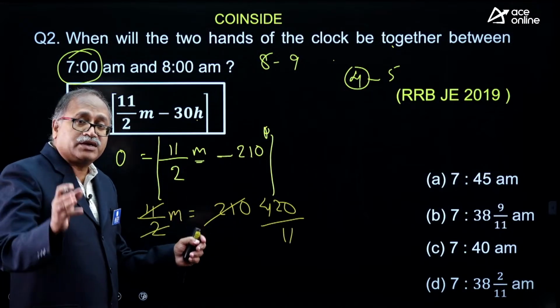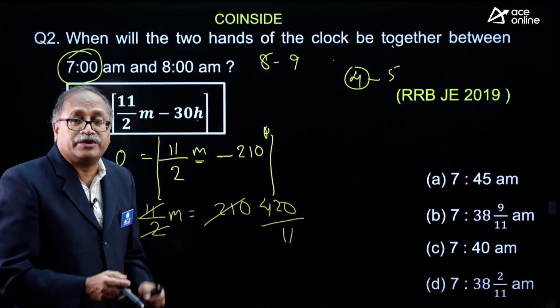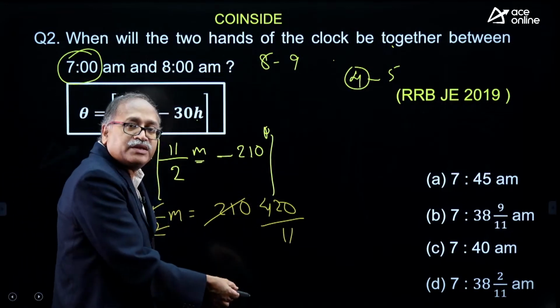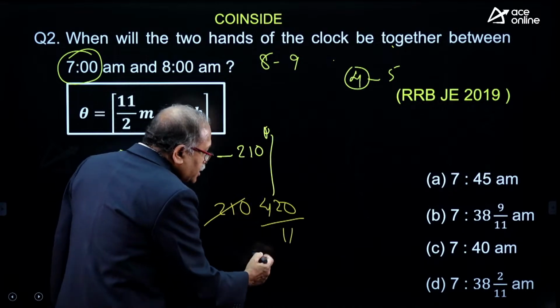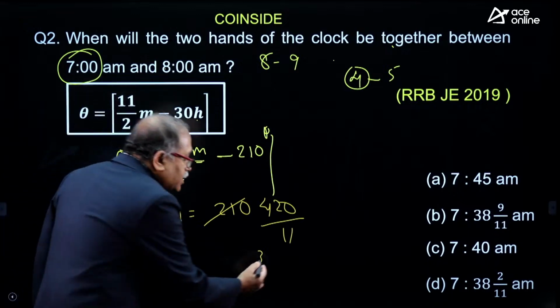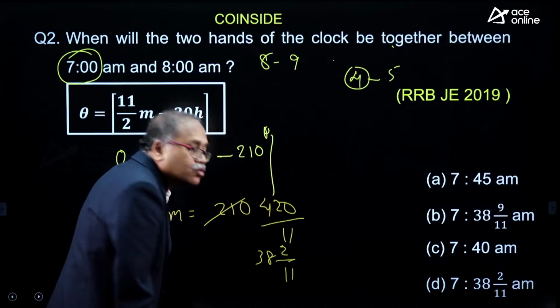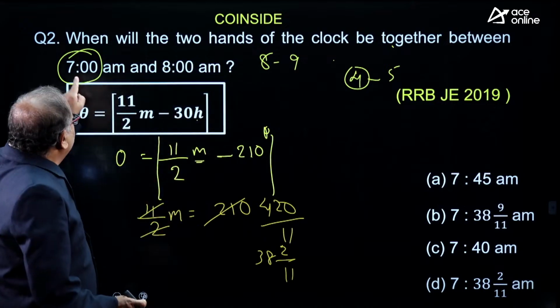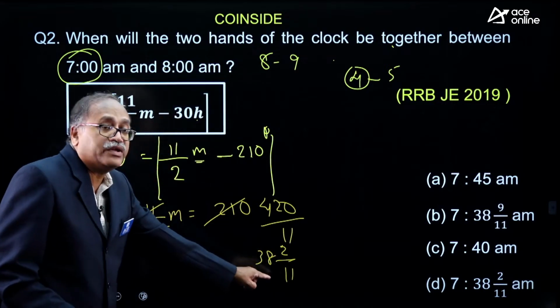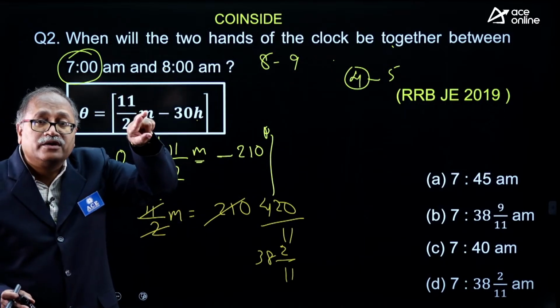So I will tell you the trick to answer this type of question. The hands getting together. So here let me complete this basic approach. So 3 times, it goes 33, and I am left with 9. 8 times, that is 88, and I am left with remainder 2. So 38 2 by 11. That means the time is 38 2 by 11 minutes past 7. The hands of the clock will be together.